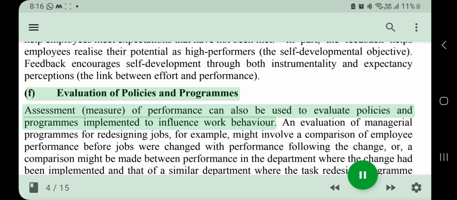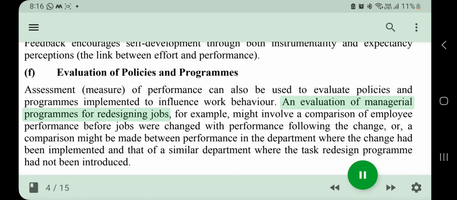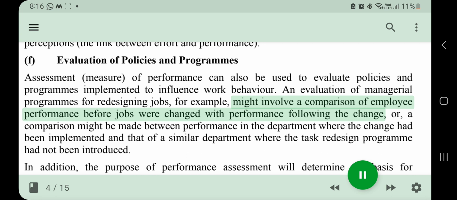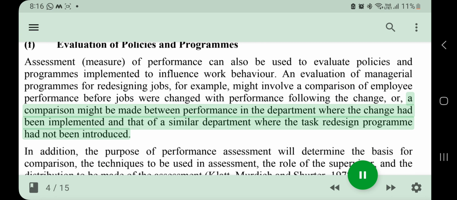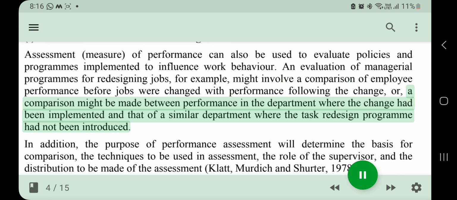F. Evaluation of policies and programs. Assessment, measure, of performance can also be used to evaluate policies and programs implemented to influence work behavior. An evaluation of managerial programs for redesigning jobs, for example, might involve a comparison of employee performance before jobs were changed with performance following the change, or a comparison might be made between performance in the department where the change had been implemented and that of a similar department where the task redesign program had not been introduced.